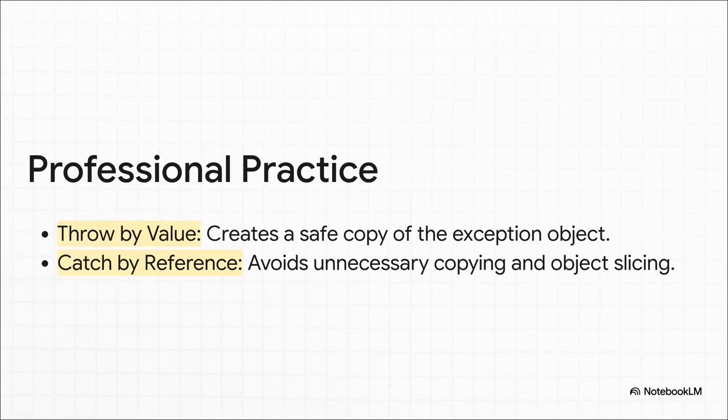Here's a quick pro tip for both correctness and efficiency. The rule of thumb is throw by value, but catch by reference. Throwing by value makes a safe copy of your exception object. But you want to catch by reference, specifically const reference, to avoid making another unnecessary copy. More importantly, it prevents a nasty problem called object slicing, where if you catch by value, you might accidentally slice off all the custom data from your derived exception, leaving you with just the generic base class. You lose all that valuable context you worked so hard to add.